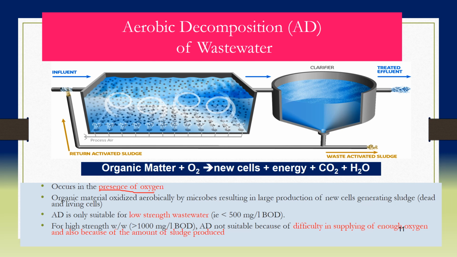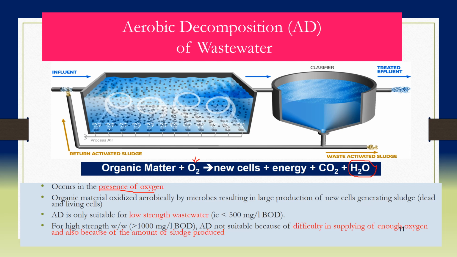So dia kata kat sini, organic material oxidized aerobically by microbes, resulting in large production of new cell, generate sludge. So maksudnya organic material from the wastewater will be oxidized since it has oxygen, and then will produce new cells. New cells ni maksudnya terdiri daripada dead and living cells, iaitu dalam kita punya sludge lah, sludge yang terhasil. And then it will form energy, carbon dioxide dan juga H2O. So this H2O basically the treated wastewater.